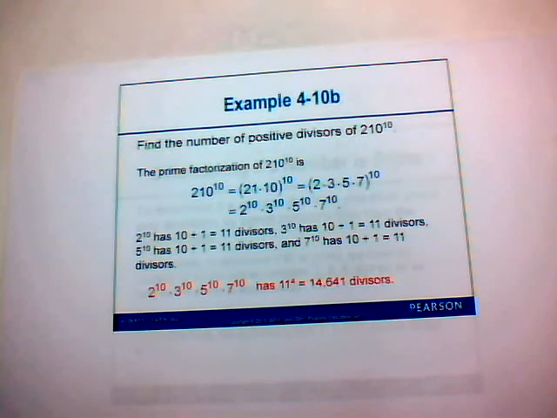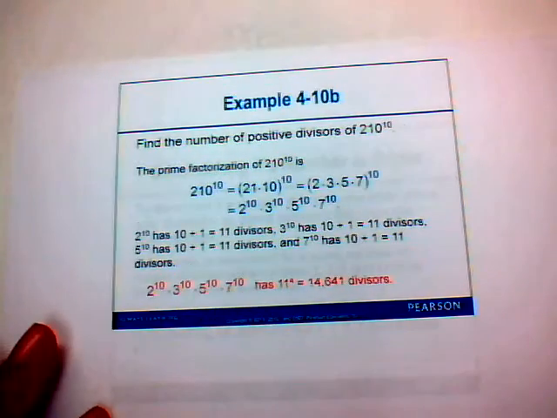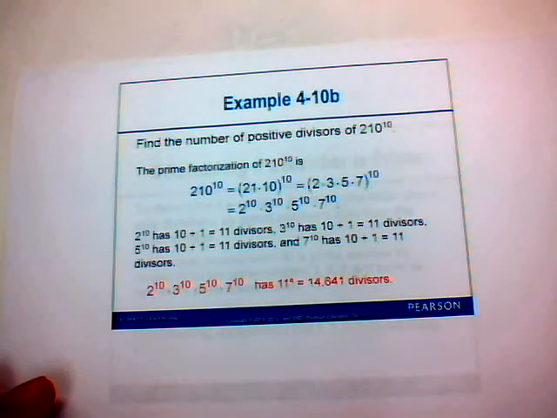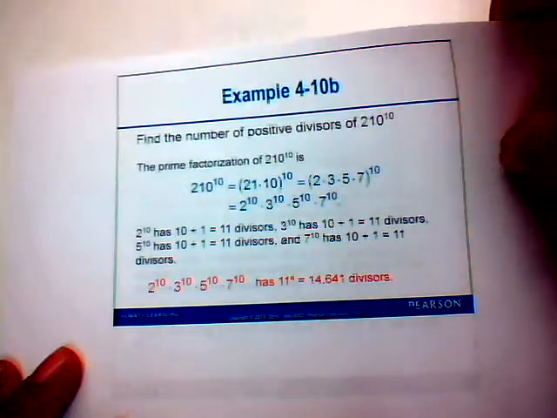So that's actually 11 times 11 times 11 times 11, or 11 to the 4th, which is 14,641 divisors. So 210 raised to the 10th power has 14,641 divisors.